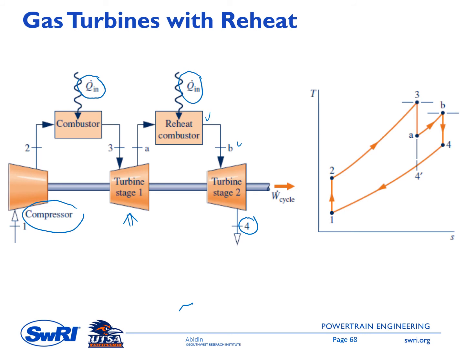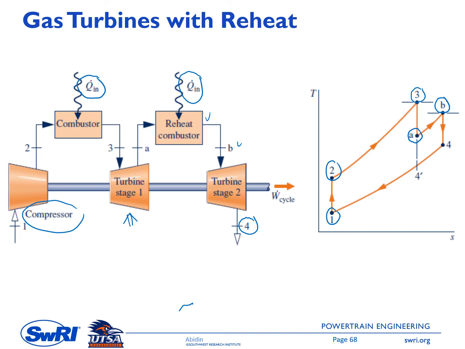The TS diagram is on the right side here. We have point 1 and then point 2 at the exit of the compressor. Because of the Q in from the first combustor, the temperature increases to T3. And there will be an expansion inside turbine stage 1. The temperature and pressure drop to state A here. And then at state A, the mixture is reheated to state B at constant pressure, because there is no pressure drop inside the combustor as well as inside the reheat combustor.